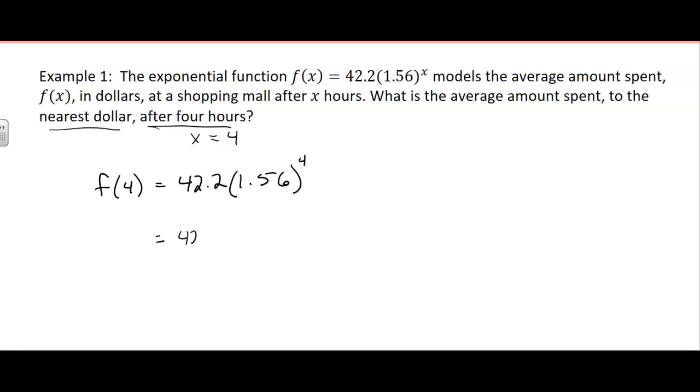It's 42.2. So you're going to put that in. 42.2. There, I put it in. And then you can either open a parenthesis or you can just hit the multiplication button. So I'll be using the star to indicate multiplication. I usually like to do that. And then I'm going to put 1.56. Here I go, 1.56.